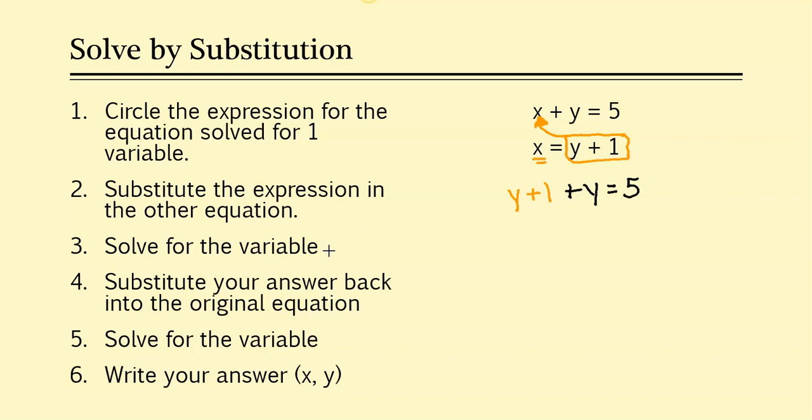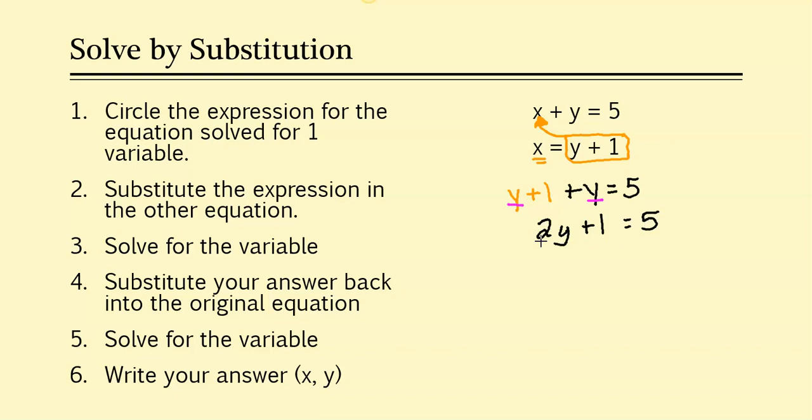Now I'm going to solve for the variable. So notice that in this new equation here, the only variable I have is y. So I'm going to use the rules that I learned back in Unit 2 for solving equations. The first thing I'm going to do, I have two different y's, so I need to combine my like terms. So y plus y is simply going to give me 2y. And then I still have a plus 1 over here on the left, and then that equals 5.